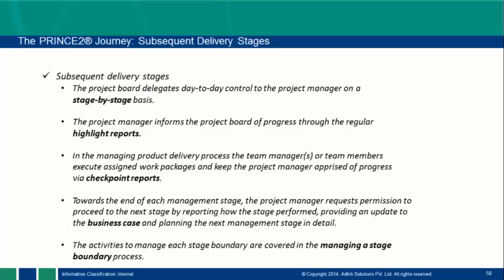Towards the end of each management stage, the project manager requests permission to proceed to the next stage by reporting how the stage performed, providing an update to the business case and planning the next management stage in detail. After every stage end, after every successful stage close, the project manager will provide the details to the project board: the current stage is completed successfully, and the benefit we expected, which we provided earlier, is the same benefit we have right now. So they will update the business case also for that.